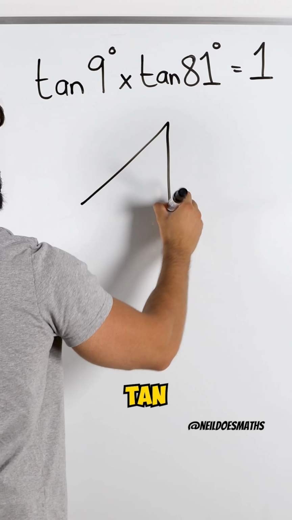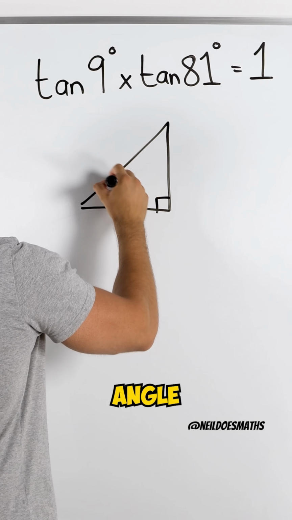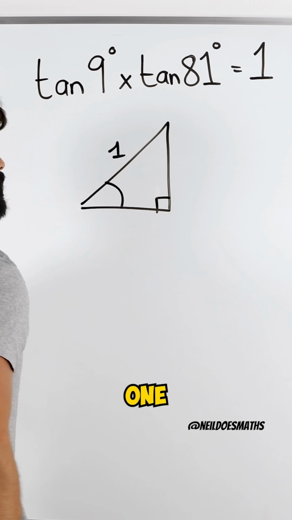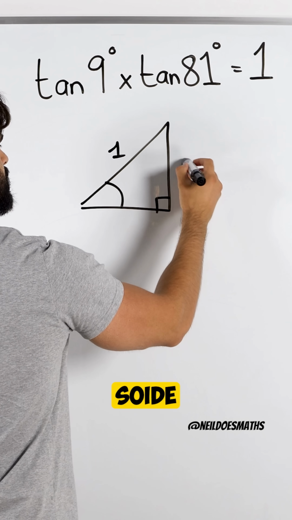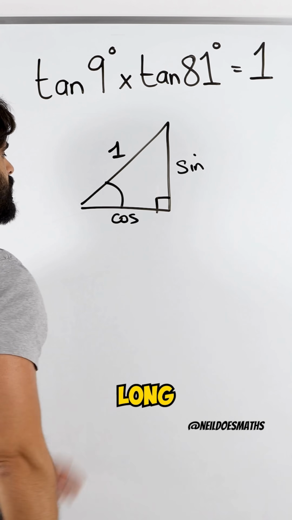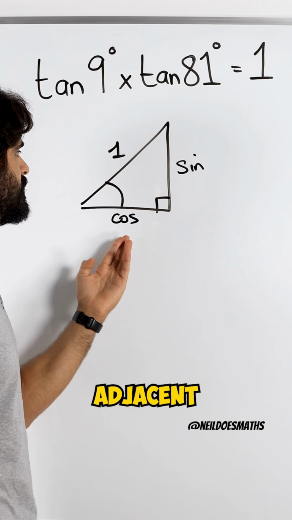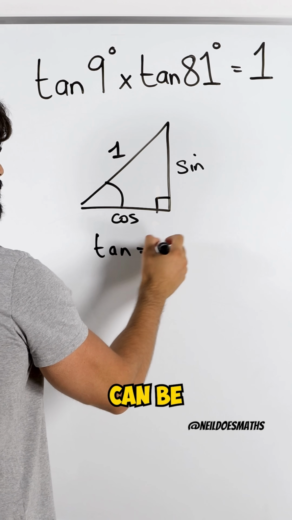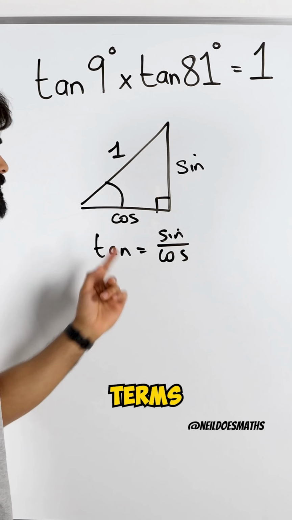Now tan can easily be written in terms of sine and cos when we look at a right angled triangle with hypotenuse 1. The sine function measures how long the opposite side is, and the cosine function measures how long the adjacent side is. Now tan is the opposite divided by the adjacent, meaning tan can be rewritten as sine divided by cos. So let's rewrite these functions in terms of sine and cos.